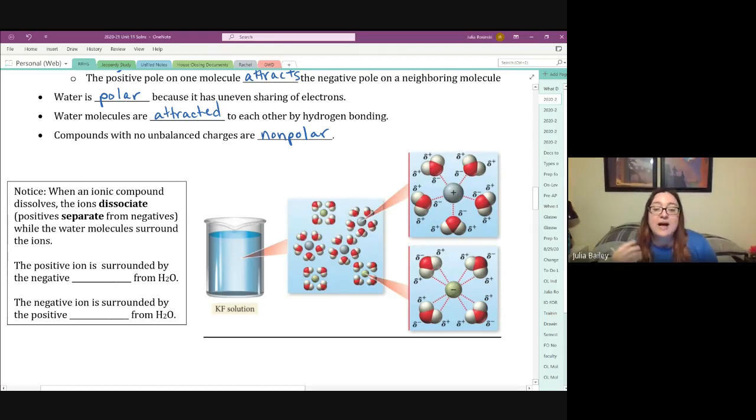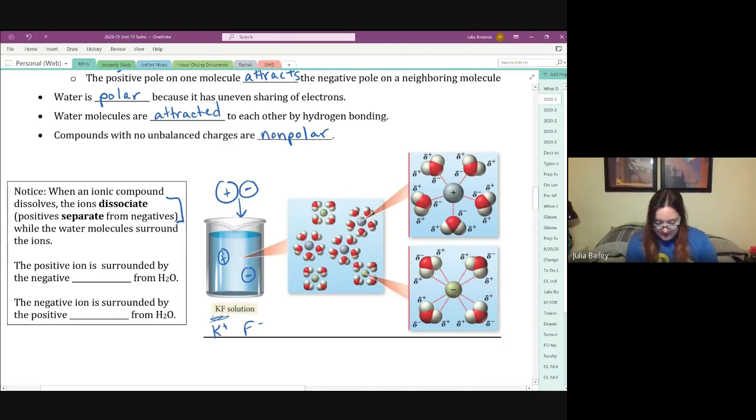So please notice when an ionic compound dissolves, the ions do something called dissociating. The positive and the negative separate. The water molecules will then surround the ions. So you can see like KF here, the potassium is positive and the fluorine is negative. And when you drop a KF, where I'll draw like here's a K, and here's an F, you drop it in the water and they split apart.